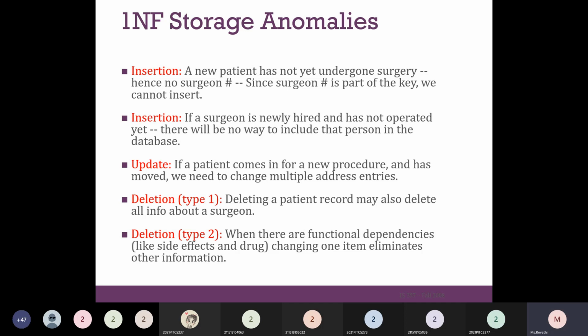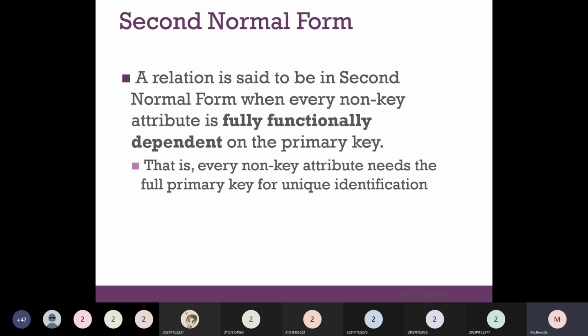So, the first normal form produces some anomalies with respect to the insertion, deletion, and update operations. To overcome these anomalies, we can move to the next normal form. The next normal form is named the second normal form.